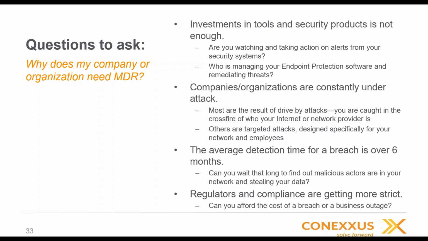The average detection time for a breach, as we talked about earlier, is over 6 months. Can you really wait that long to find out that malicious actors are in your network stealing your data? We talked about possibly hundreds of thousands of cards or other corporate data that's flowing through your network on a daily basis. Now, with $148 per data record, extrapolated to how many data records are generated per day, and then break that over 6 months, that number is scary, and that number is very real, and you don't want to have to deal with it. On top of all of this, you've got regulators and compliance that are getting even more strict.